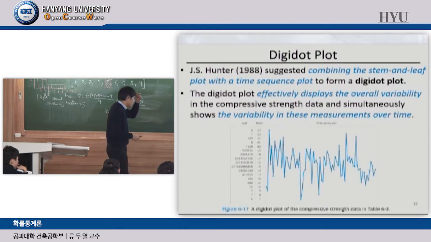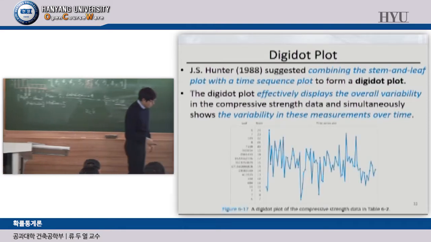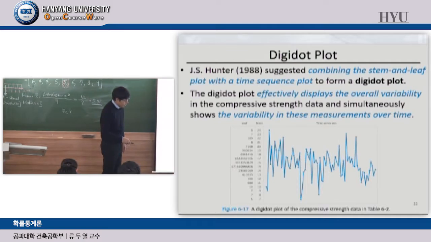So this is the example of the digidot plot of the compressive strength data in the previous table 6-2 about the 80 alloy specimens. We can first draw these two columns, okay? This is the stem and leaf diagram, right? The minimum value is 76, okay? And the maximum value is 245.